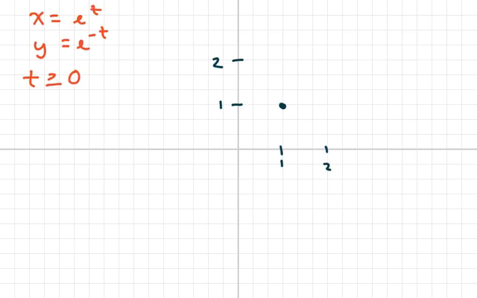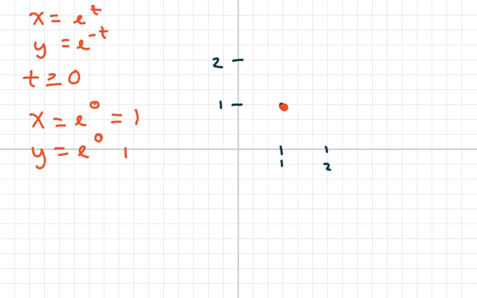Now, when I plug in 0, I get x equals e to the 0, and y equals e to the negative 0, which is just e to the 0. There's not a negative 0, so this is 1. So there's my point there.